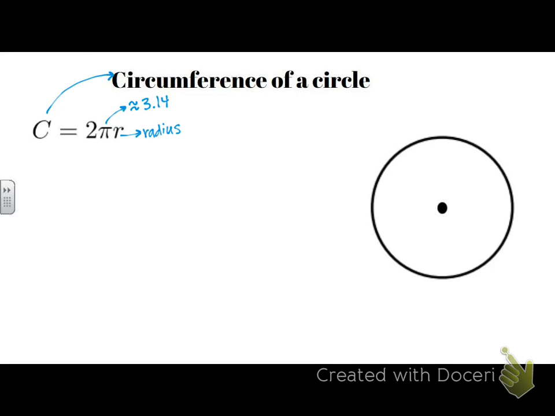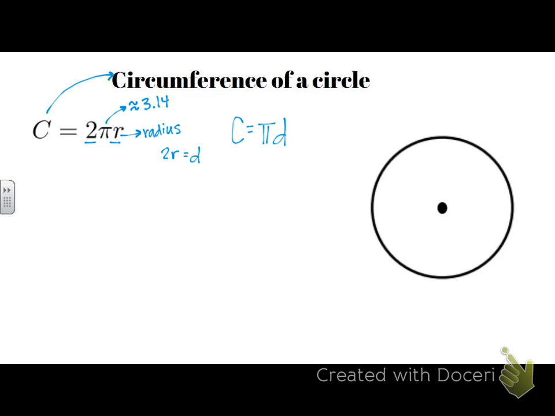Alright, and if you'll remember back to when we were talking about radius and diameter, for every 2 radiuses, that is equal to 1 diameter. So we could take this formula here, since we have 2r there, and write it also as circumference equals pi times your diameter. So both of these formulas can be used to find circumference. You can use either one, depending on the problem. The second one is just circumference equals pi times your diameter.